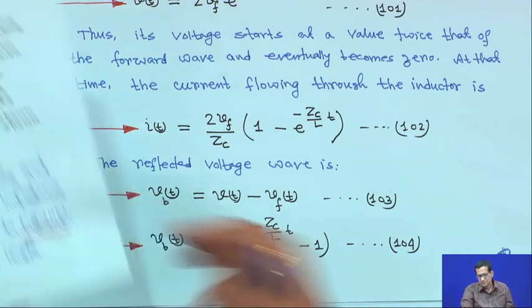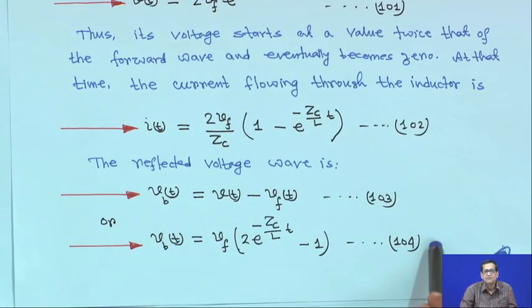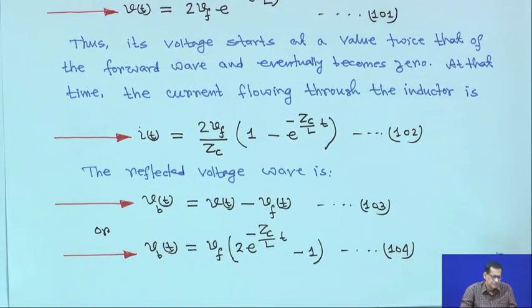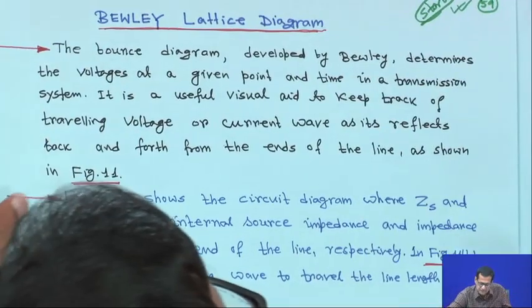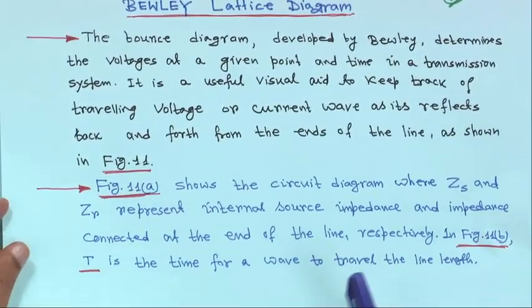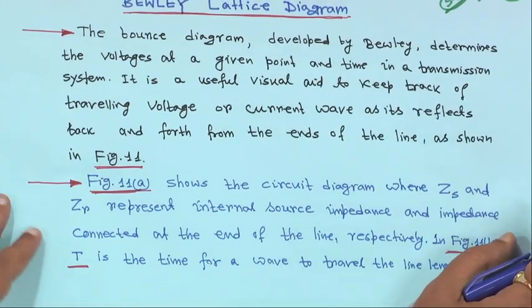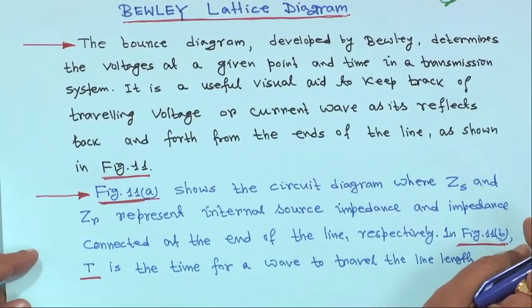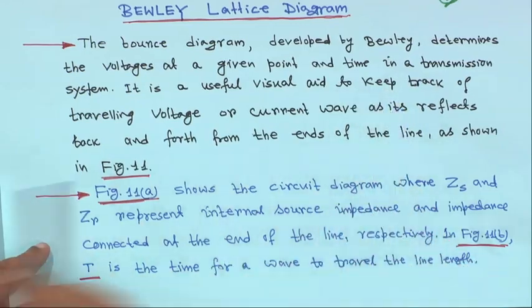Up to this, the travelling wave topic is more or less okay. There is not much mathematics here, only a little bit of understanding, and the numericals are also quite easy, which you can easily solve. Now, next one is the Bewley lattice diagram, or bounce diagram. I think it was given in 1951, so nearly 66 years back. It actually gives some ideas.